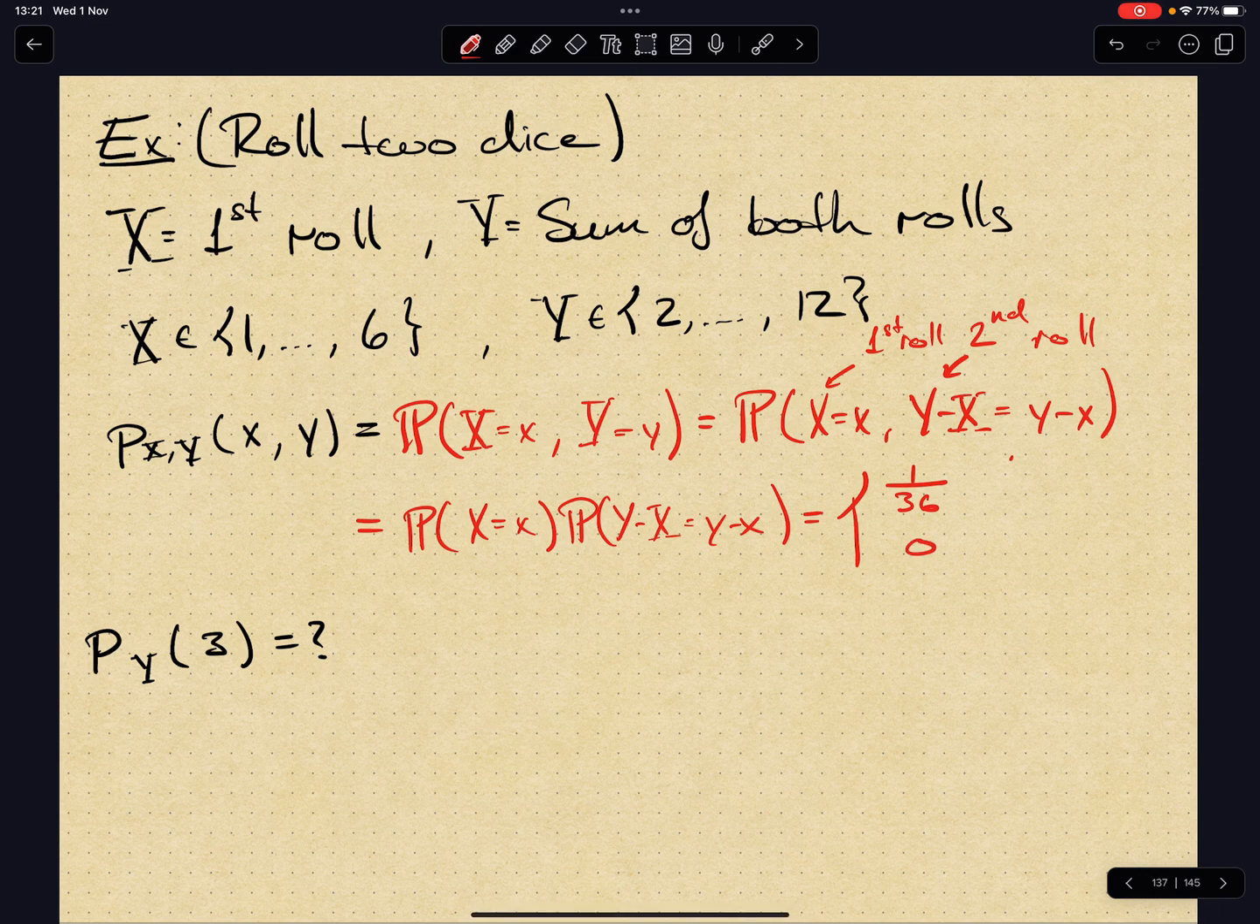So in here, x is between 1 and 6, and y is between 2 and 12. In fact, I should be careful, because if x is equal to 1, it's impossible for y to be equal to 12. They both need to be 6, so I should say: if x is between 1 and 6 and y minus x is between 1 and 6, then it's going to be 1 over 36, and otherwise it's going to be 0. So this is going to be our joint probability density function.